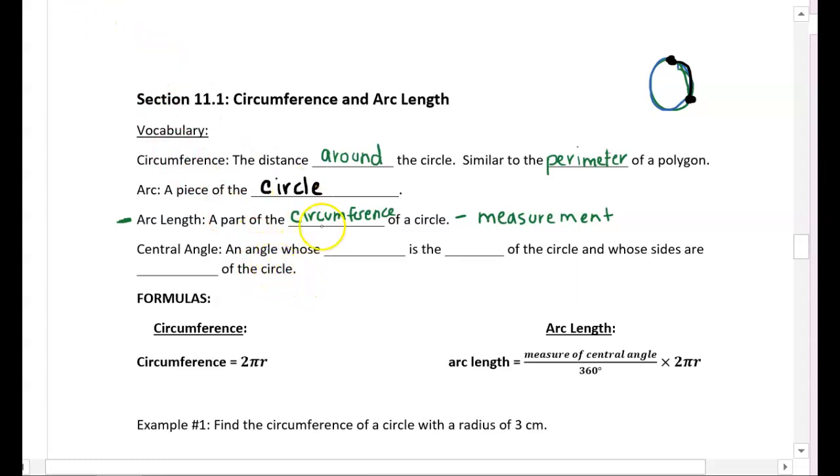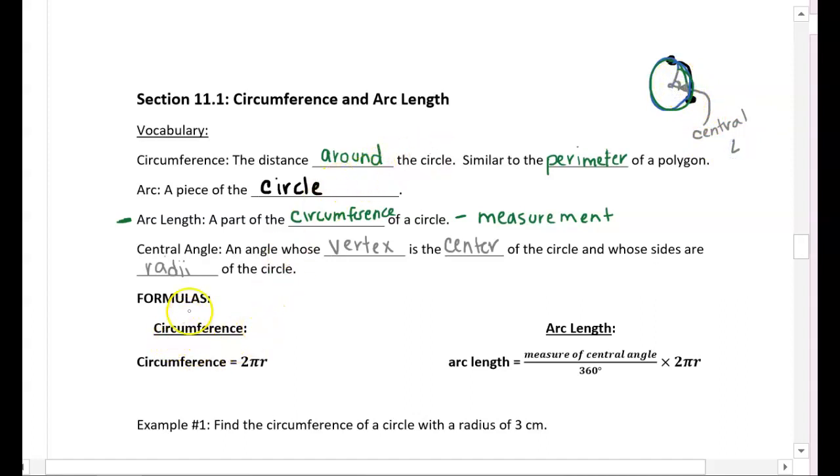Okay, central angle, guys. Once again, you should know these. These will come up again on your test, but a central angle is an angle whose vertex is the center of the circle and sides are radii of the circle, which is just plural for radius. So if I draw a central angle, if this is the center of my circle, our central angle would be here and here, because the vertex is at the center of the circle. This angle right here is the central angle.